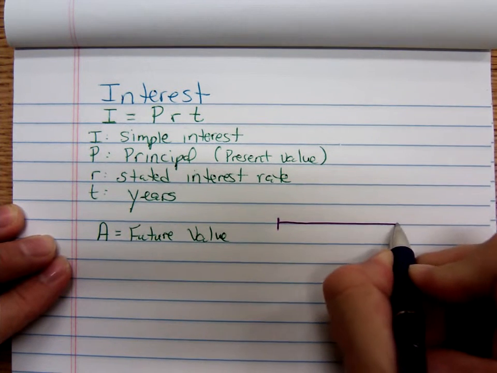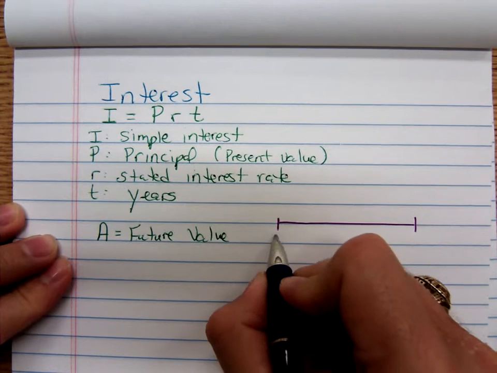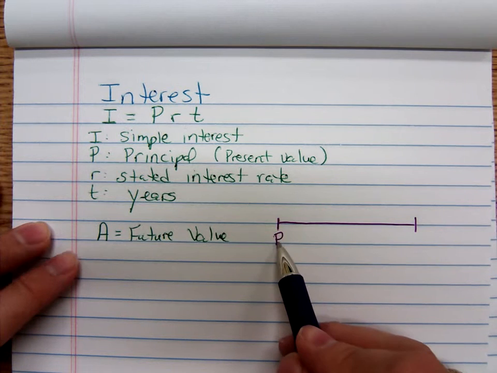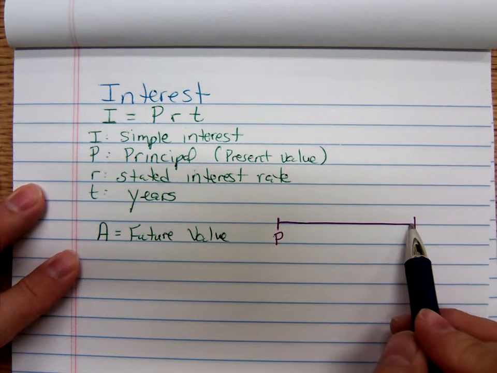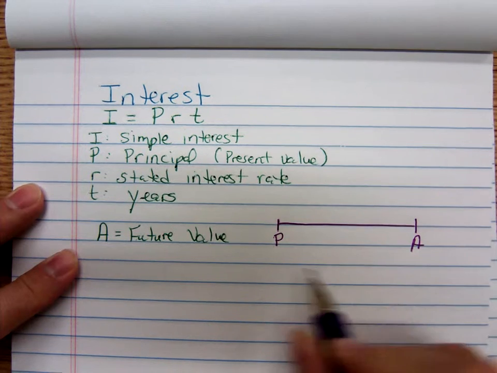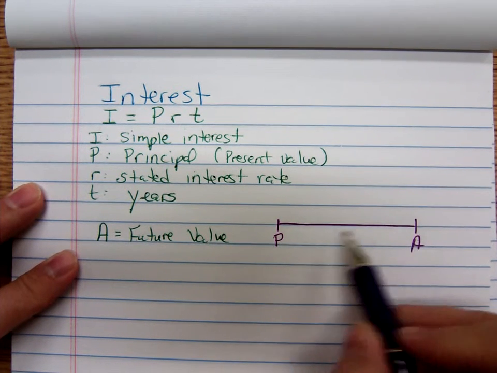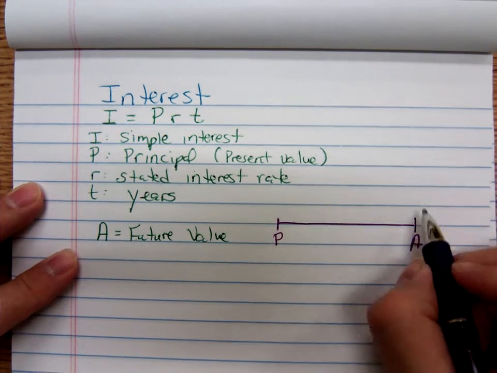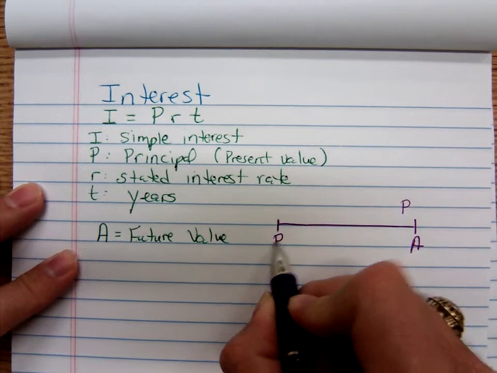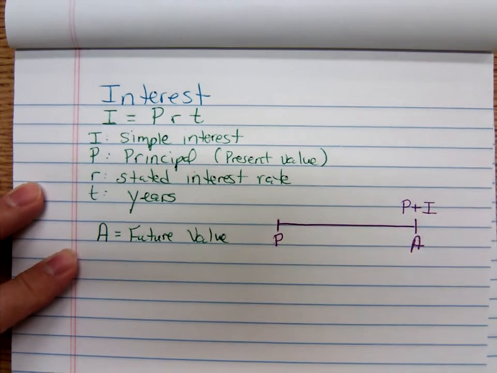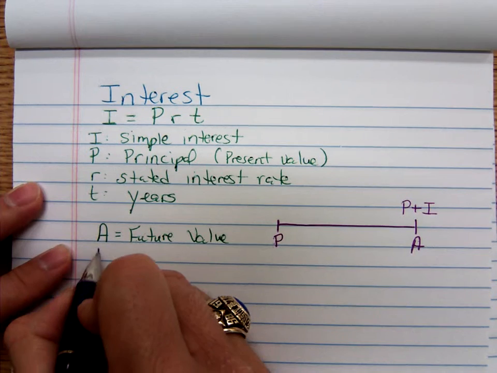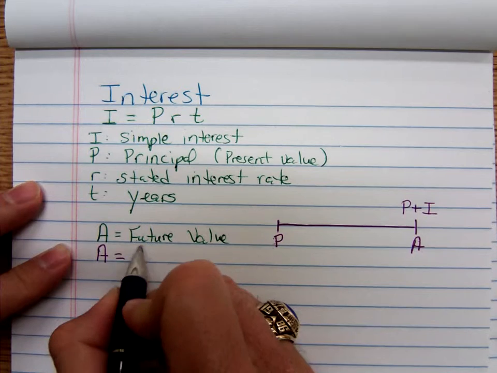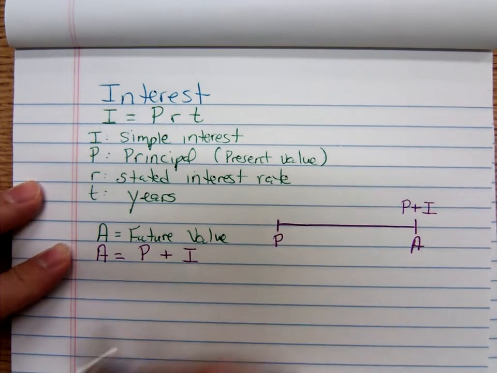If you had some money that you put into the bank today, you put $100 or let's say $1,000 in the bank and leave it there for a year. At the end of that time period, you're going to have more than just that $1,000. You're going to have the money you put in there plus the interest. So if we wanted to write a formula for future value, we'd say future value equals present value plus interest.